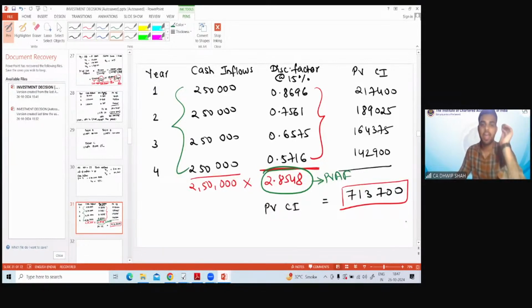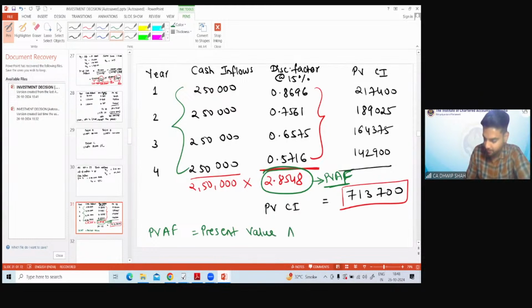Are you getting this? When cash inflows per annum are constant for each year, then you just multiply that cash inflow per annum with the present value annuity factor, PVAF. So within a minute you can solve PVCI. You need not prepare this table. Are you getting this? Everyone followed? PVAF is the present value annuity factor. And how is it calculated? It is just the sum of the discounting factors for the years.